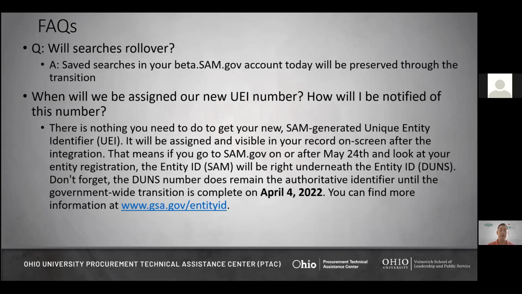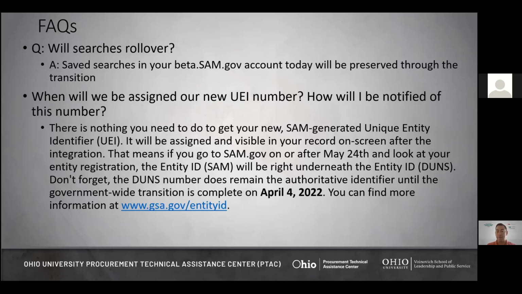Another change is the new unique entity identifier. Right now, everybody that is logged in and registered with sam.gov is using their DUNS number as their unique identifier. That is authoritative, even though you've probably already been given a new UEI. That will stop being authoritative and your UEI will become authoritative on April 4th of 2022. Now, what does that mean for you? Well, really nothing right now.